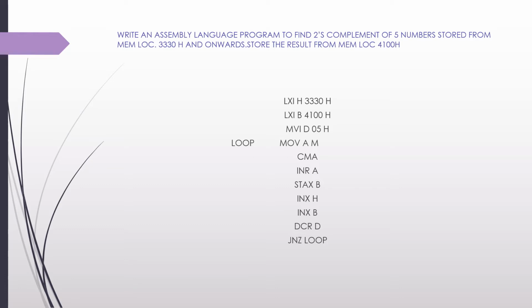So this loop goes on for 5 times, and after the D register becomes 0, we are going to end the program. Yes, that is what is 2's complement of a set of numbers which are stored from one set of memory location and storing it in another set of memory location.